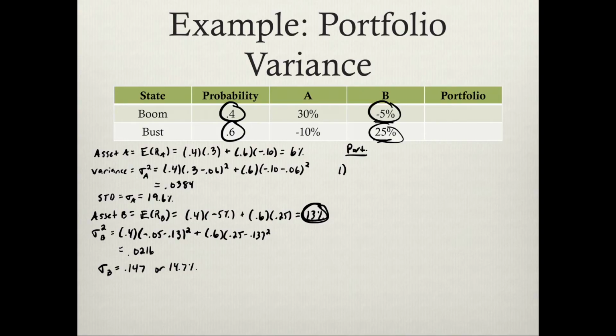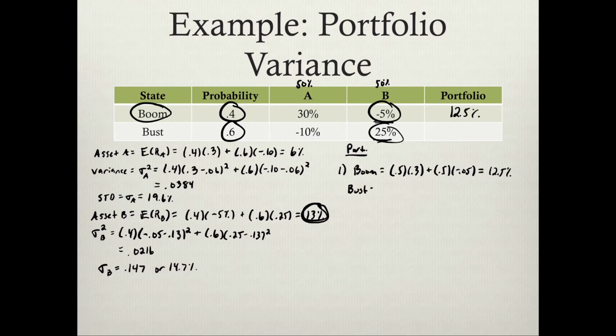So let's take a look at a boom scenario, if we have 50% of our portfolio invested in A and 50% of our portfolio invested in B. In a boom economy, we would have 50% of our portfolio in A have a 30% return, and then 50% of our portfolio in B have a negative 5% return. So the return of the portfolio in a boom economy would be 12.5%. This is the portfolio return in this boom scenario.